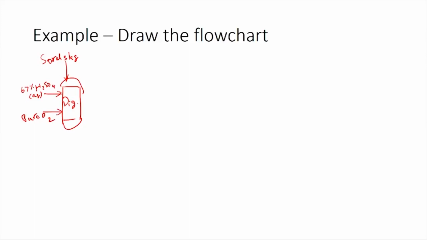Then it is also said that scrap iron, which is pure iron, is added to the digester to reduce the formation of ferric sulphate to negligible amounts. So, you also have scrap iron added to the digester. It has been told that 36 kilograms of scrap iron is added per kilogram of sorrel slag.